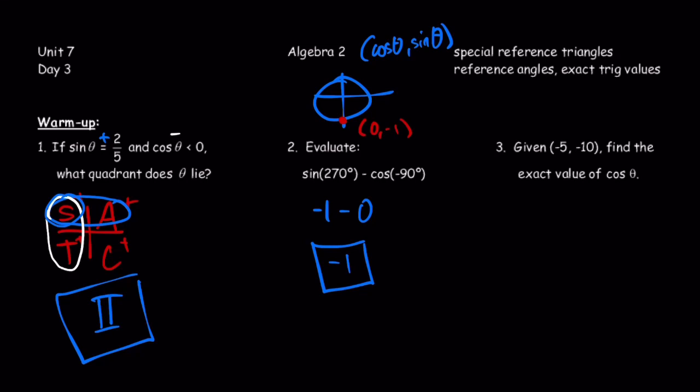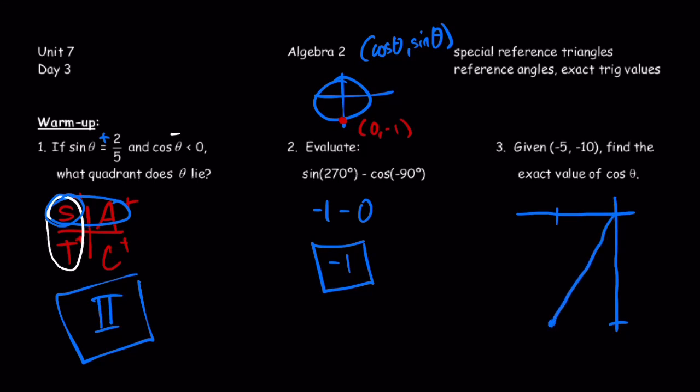Now number 3 is a little bit more involved. Given the coordinate -5, -10, find the exact value of cosine theta. Well, first of all, that phrase exact value means you're going to have a fraction, most likely with a radical in it. And they give us a coordinate -5, -10. So that puts us in the third quadrant. So I'll just sketch my triangle in the third quadrant. -5, -10.